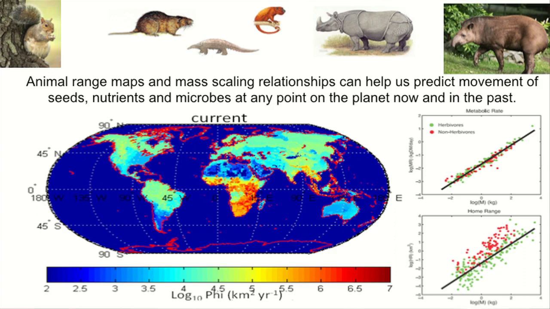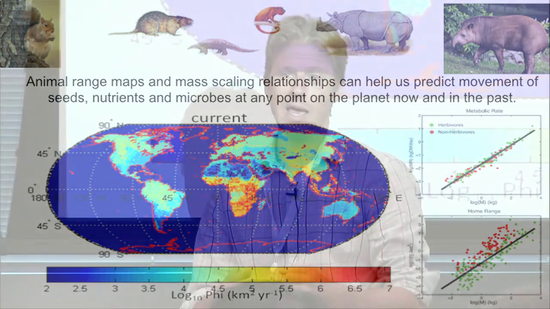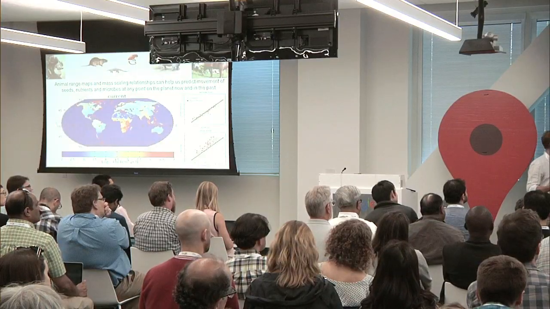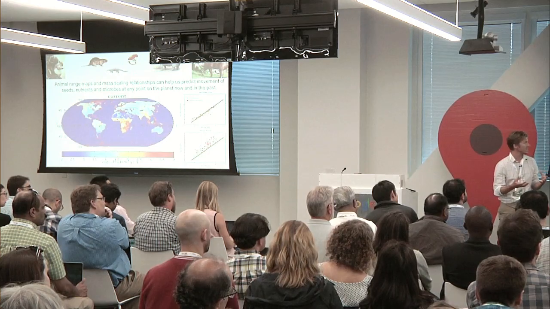And with mass-based scaling, we can predict how much an animal will need to eat, how far it moves in a day, and its gut passage time. So everything we need, if you know the size of an animal, we can predict how far it'll disperse seeds, microbes, and nutrients over the landscape.